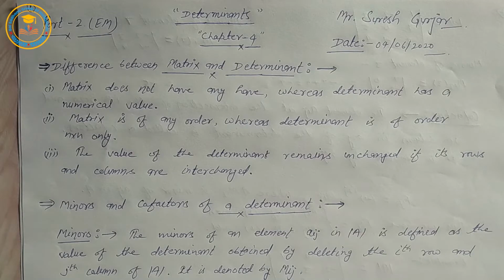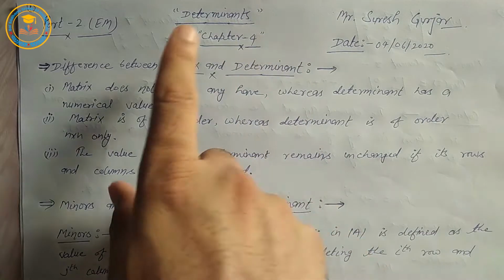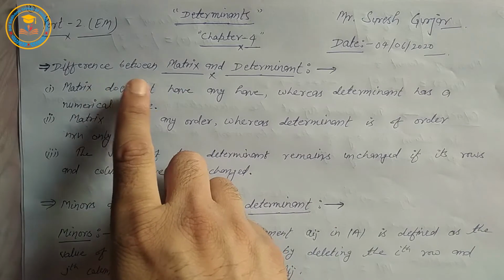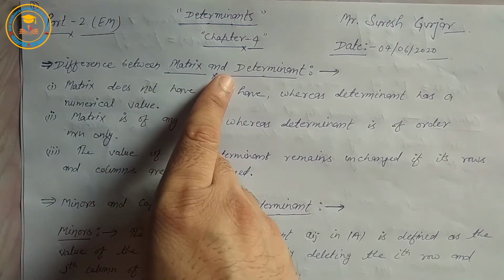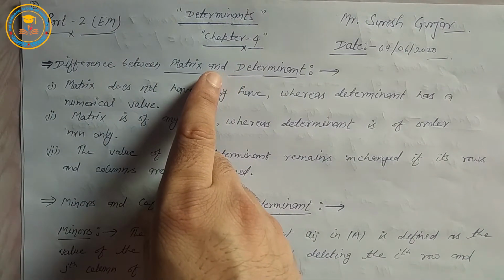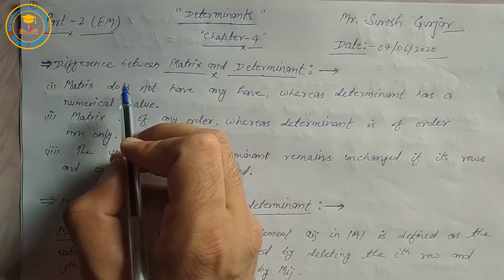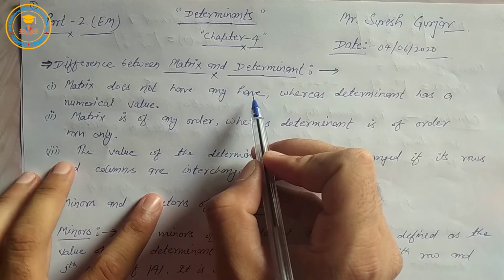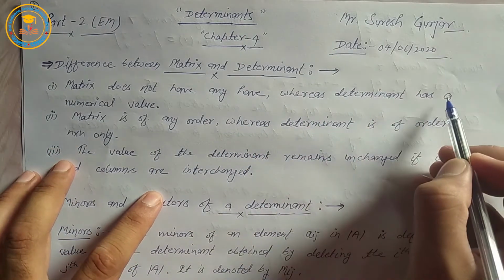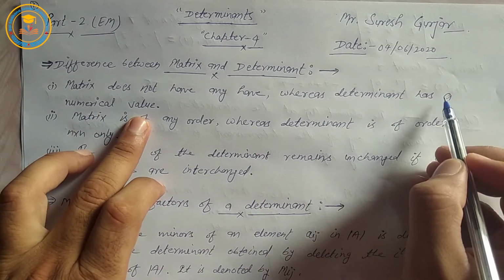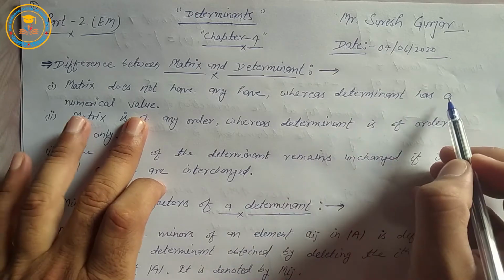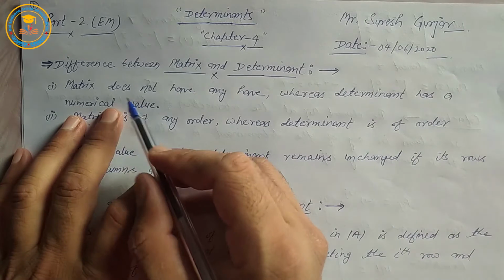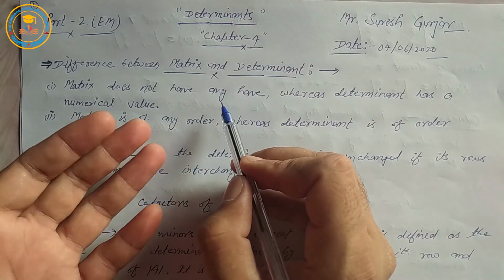And today we will read the remaining part of determinants. Let's start the next topic: difference between matrix and determinants. First difference: matrix does not have any value, whereas determinants has a numerical value. It means determinants has a numerical value and matrix does not have any.